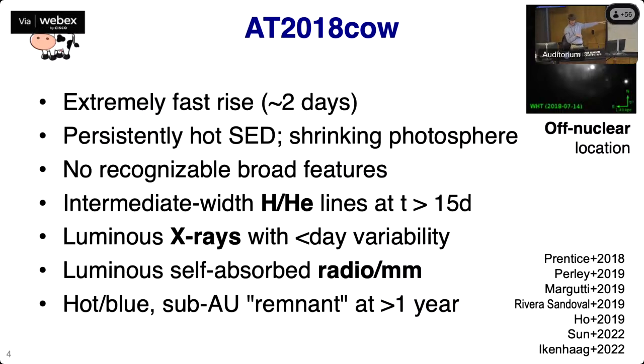As I already mentioned, luminous X-rays, they swing up and down by an order of magnitude on timescales of about a day, implicating some sort of central engine. Very luminous self-absorbed radio millimeter emission, suggesting some sort of very fast energetic shock in dense material. And then more recently, it's also emerged that it's left behind some sort of very hot, tens of thousands Kelvin remnant of about an AU in size, but still thousands of solar luminosities after a year.